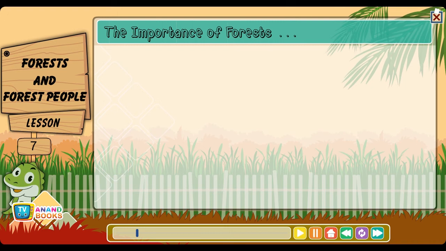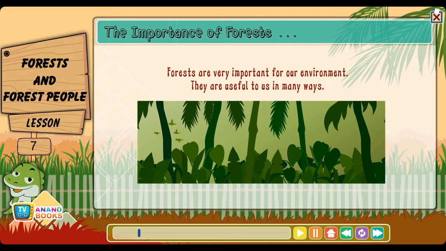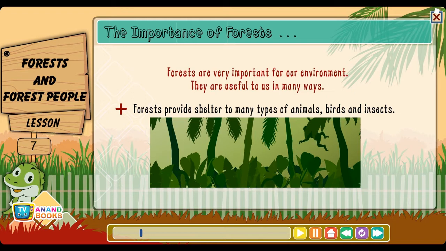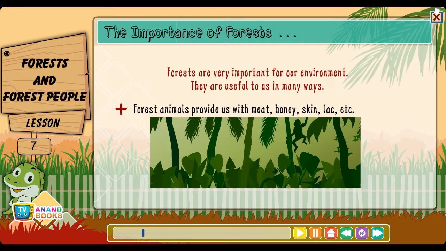Forests are very important for our environment. They are useful to us in many ways. Forests provide shelter to many types of animals, birds and insects. Forest animals provide us with meat, honey, skin, lac, etc.